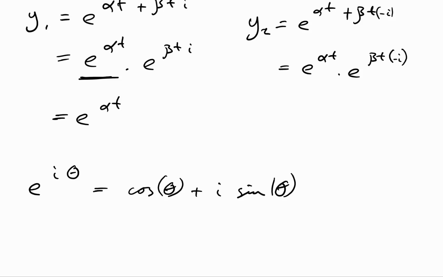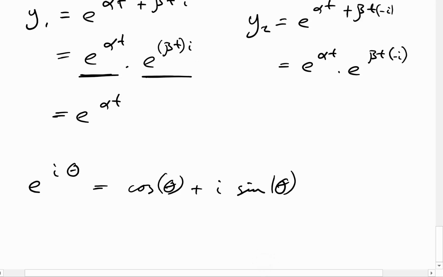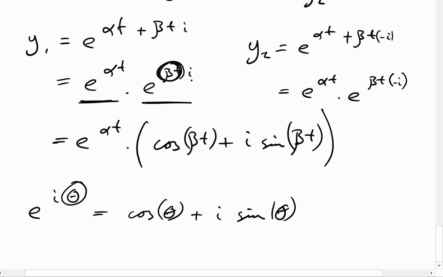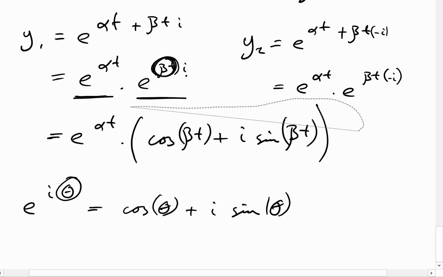If not, there are some proofs in the lecture notes of where that comes from and trying to prove it. But basically, we can now say that e to the beta t times i, so in other words, theta is now beta t. So this is now times cos, well, what's my theta? It's now beta t, plus i times sine of my theta, which is beta t. So that's now the thing for y1. I've lost a little bit of space, so let me make this a little bit smaller perhaps.